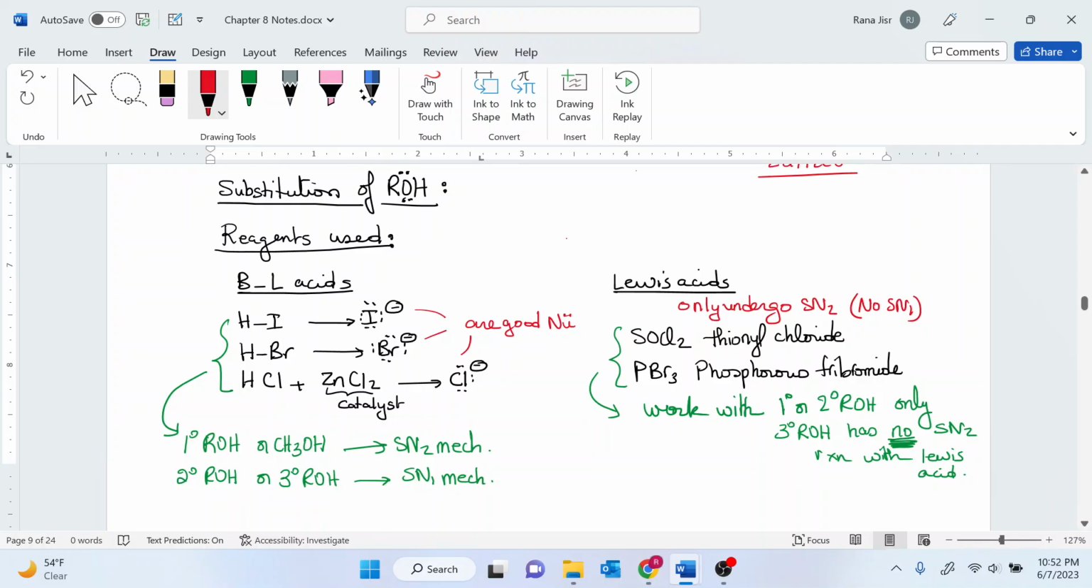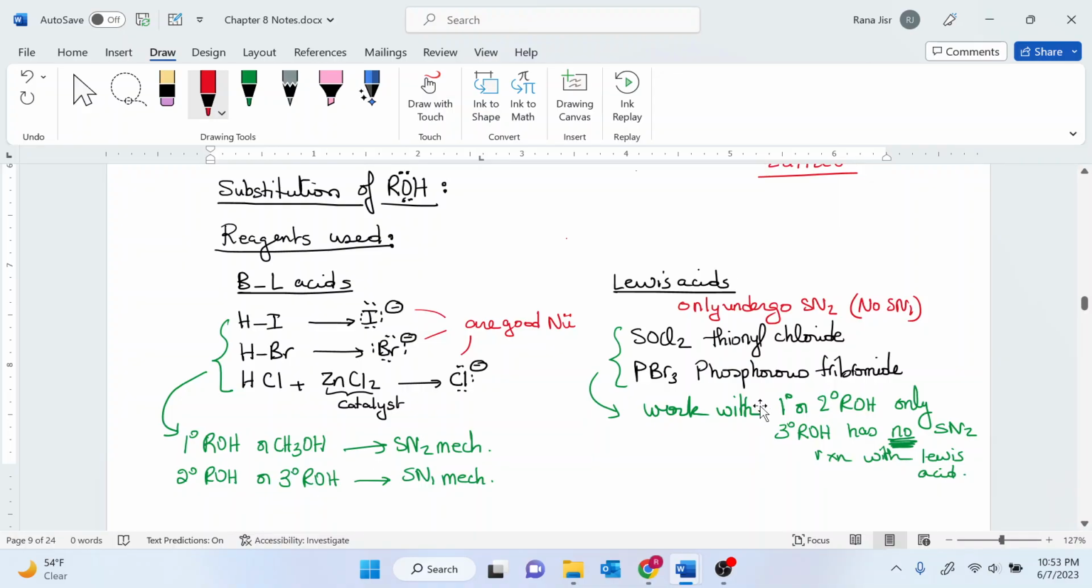With respect to the substitution, again, it is type of alcohol driven. So to determine if the reaction goes by SN1 or SN2, you have to look at the type of the alcohol that you are working with. Primary and methyl alcohols go by SN2. Secondary and tertiary go by SN1 reaction.